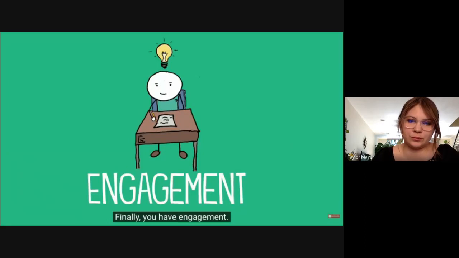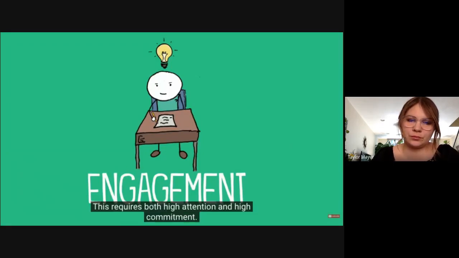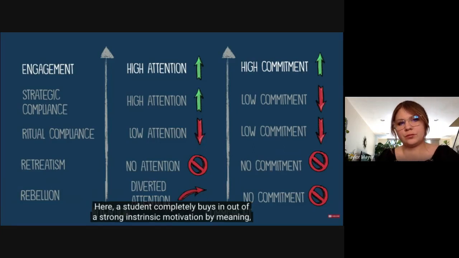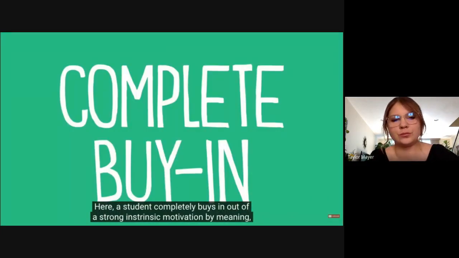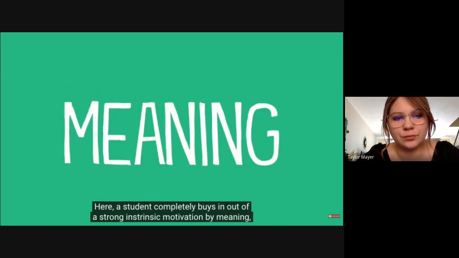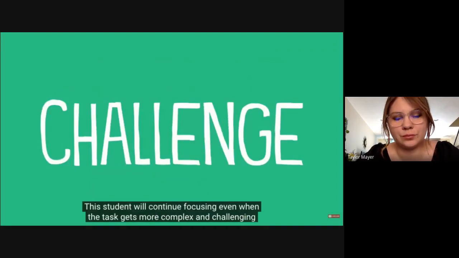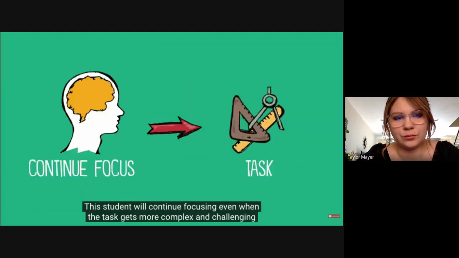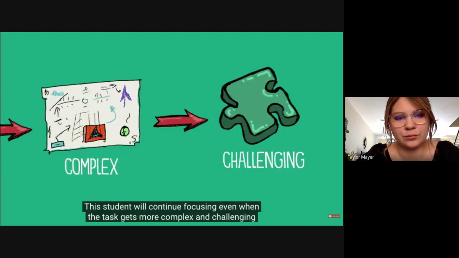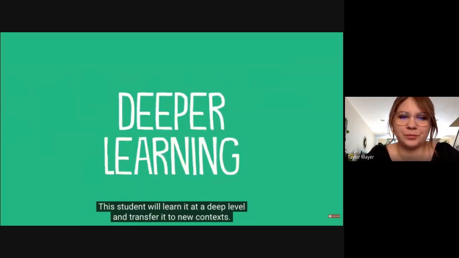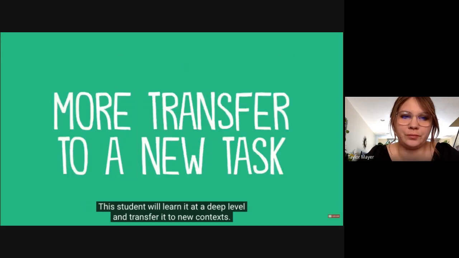And then finally, you have engagement. This requires both high attention and high commitment. Here, a student completely buys in out of a strong sense of intrinsic motivation, and this includes meaning and choice and challenge. This student will continue focusing even when the task gets more complex and challenging, and often they're going to choose to learn even when it is ungraded. This student will learn at a deep level, and the transfer will continue to new contexts.